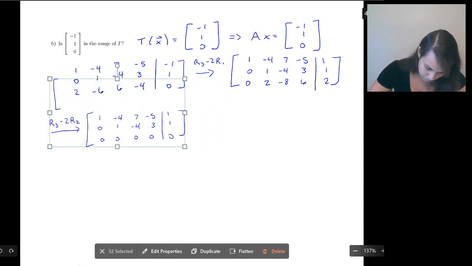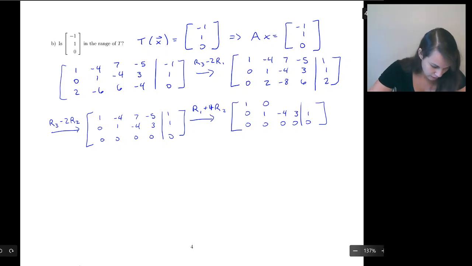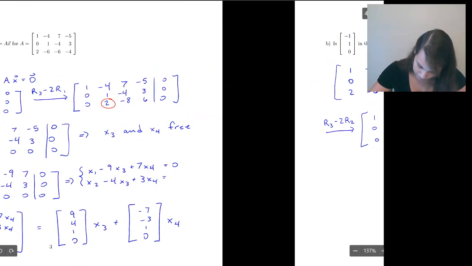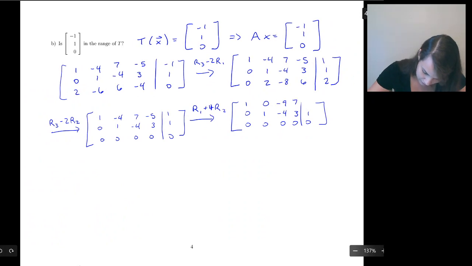I'm going to scoot him a bit and give myself enough room to do the last one, which is R1 plus 4R2. So then row 3 stays the same. Row 2 stays the same. Row 1 is going to change. Let's see, that was, just double checking myself, negative 9, 7, and so then that's going to be a 5 over here.